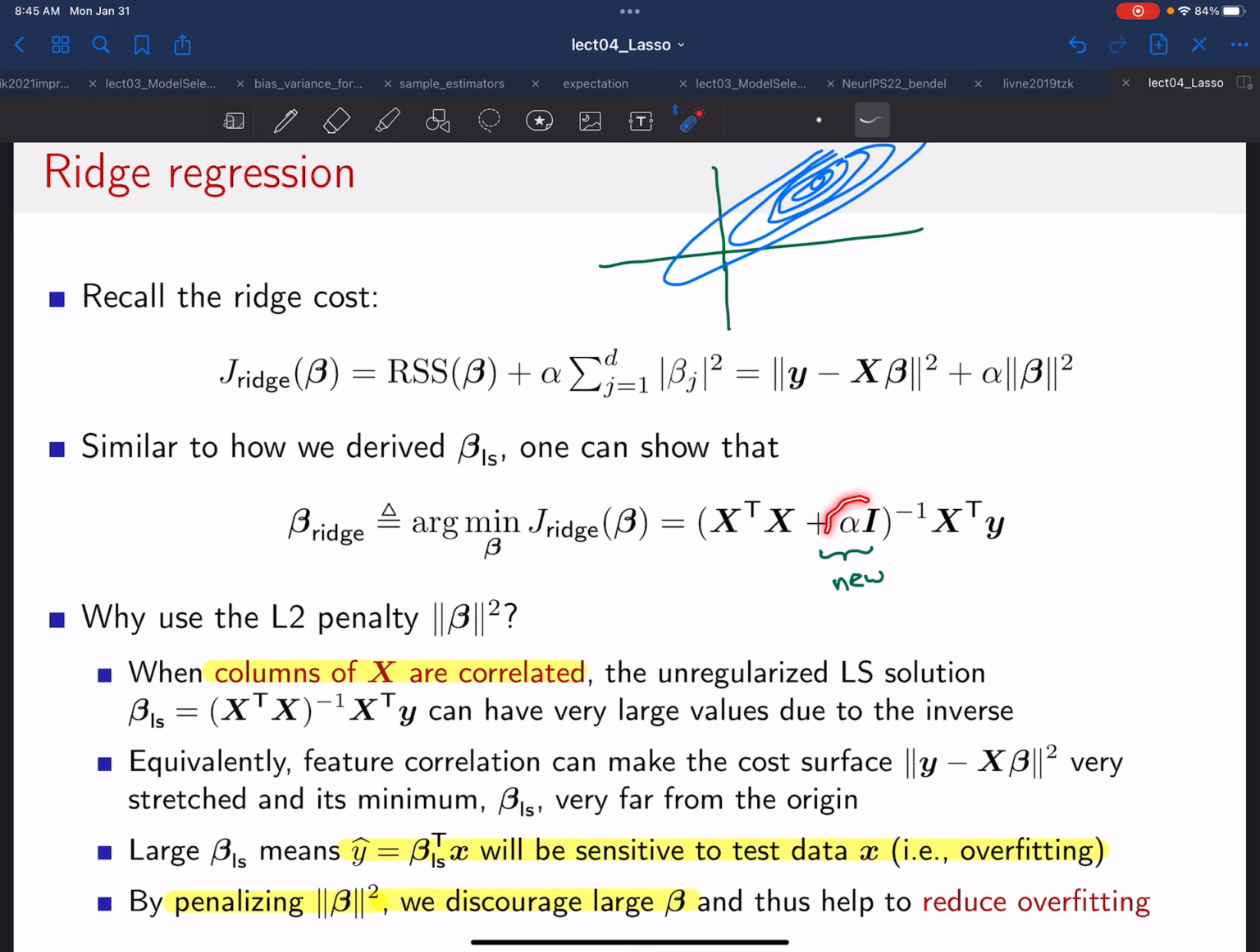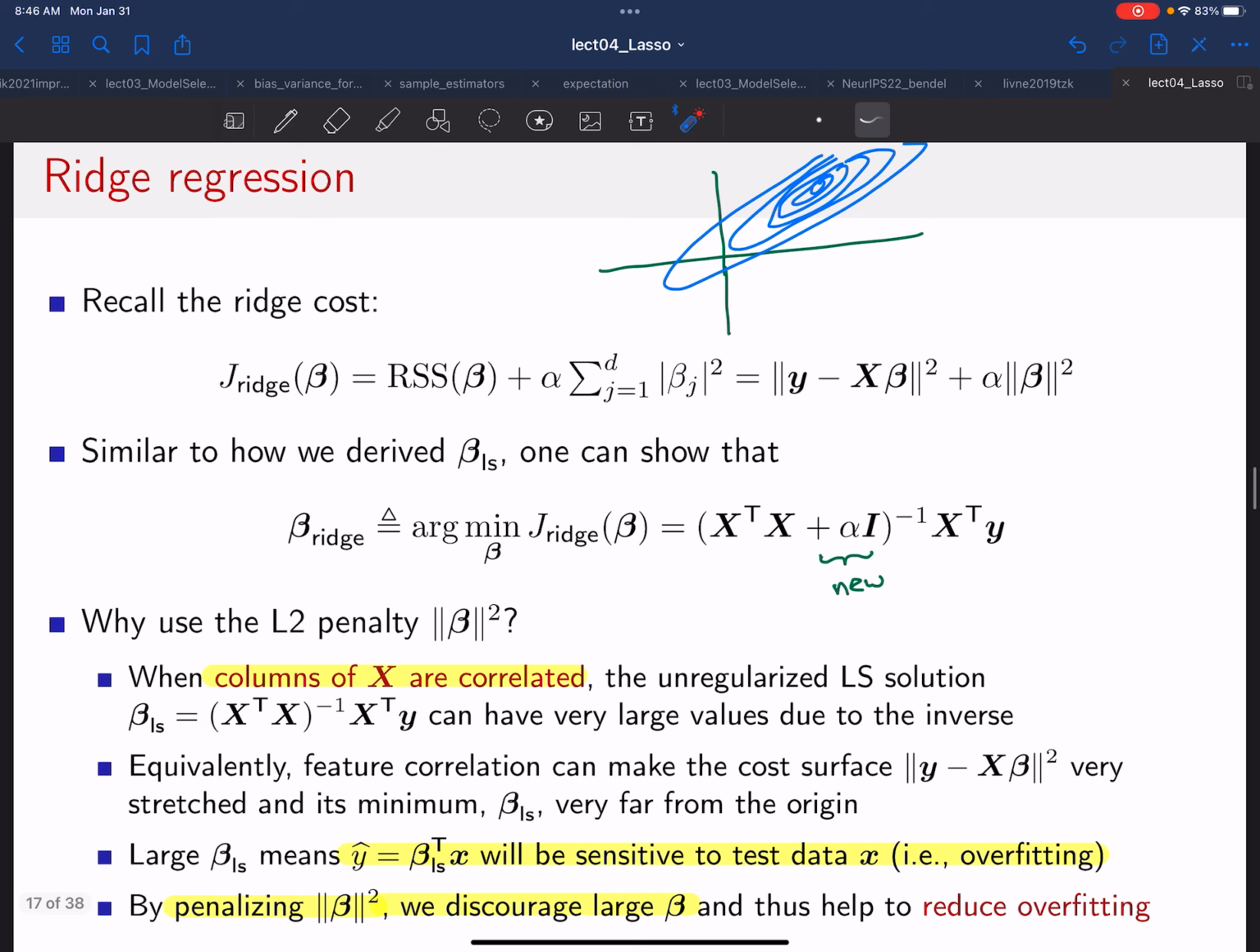And you definitely need to do this even to invert it, but you'll see that by making alpha appropriate, you can get a huge benefit in terms of your test RSS. So this is the main reason that people use ridge regression. It turns out that it does not cause any of the beta coefficients to go exactly to 0, and therefore it does not perform feature selection, which is one of our main goals in this unit. So it's not really useful for feature selection, but it is useful for correlated columns.